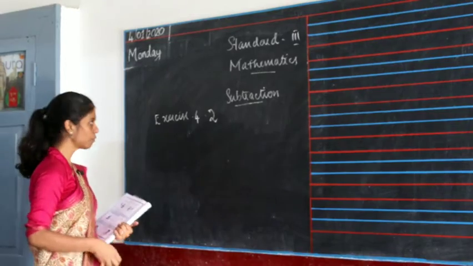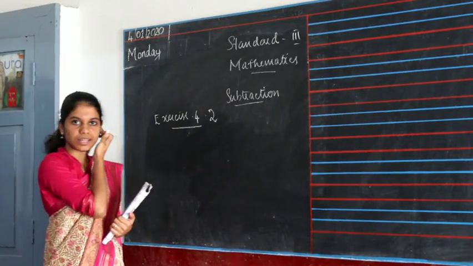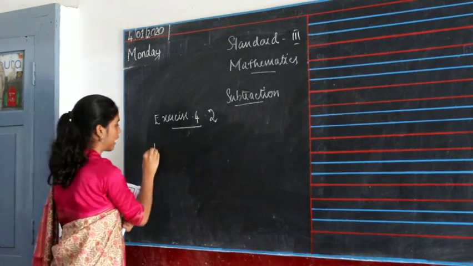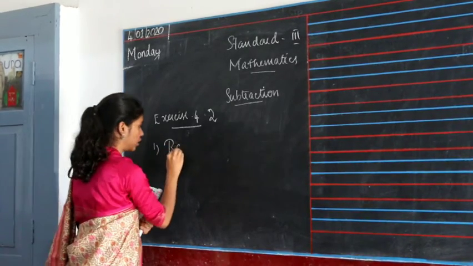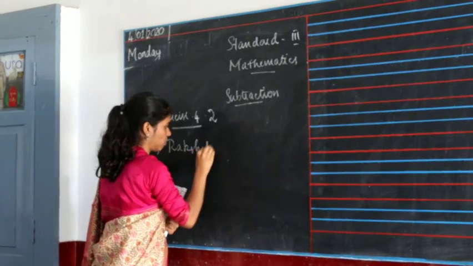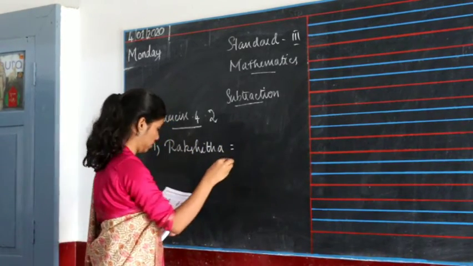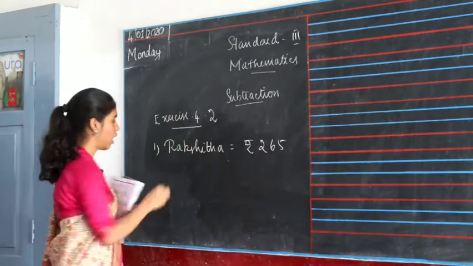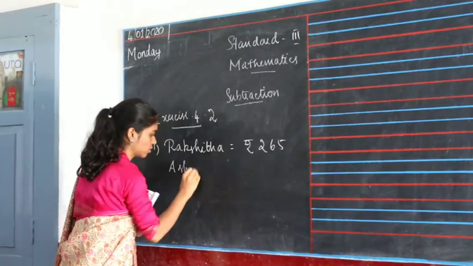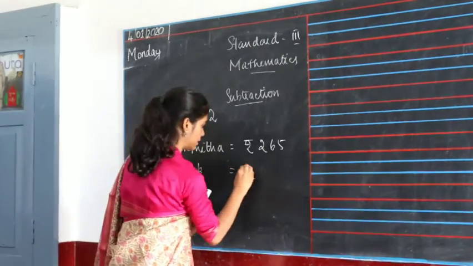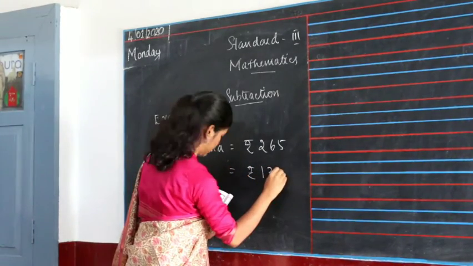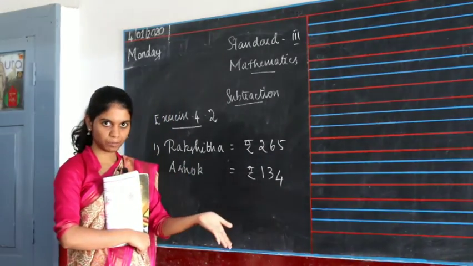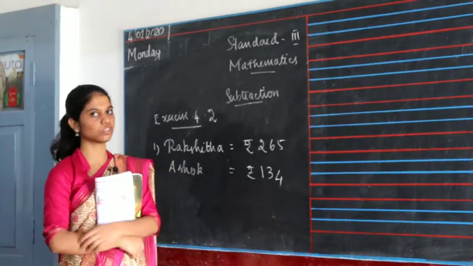Okay, so now we are going to see exercise 4.2. In 4.2, first they have given Rakshita as rupees 265 and Ashok as rupees 134. They have asked us who has the highest amount of money and how much difference do they have.